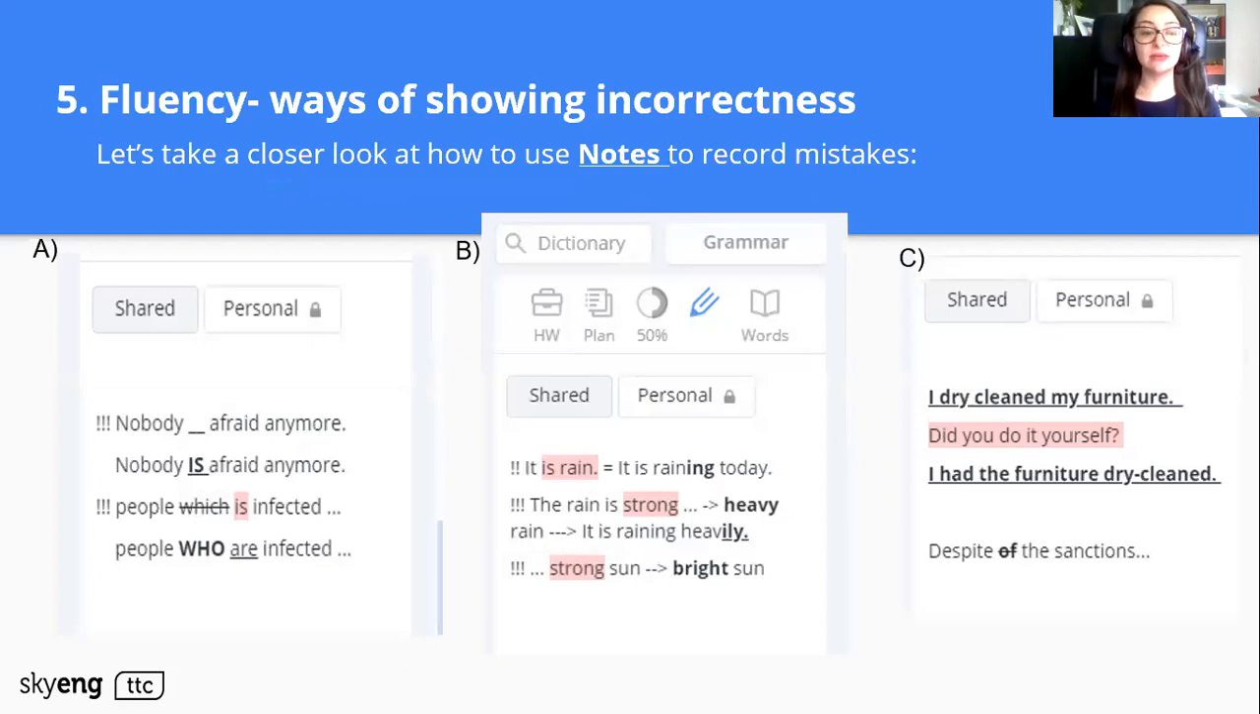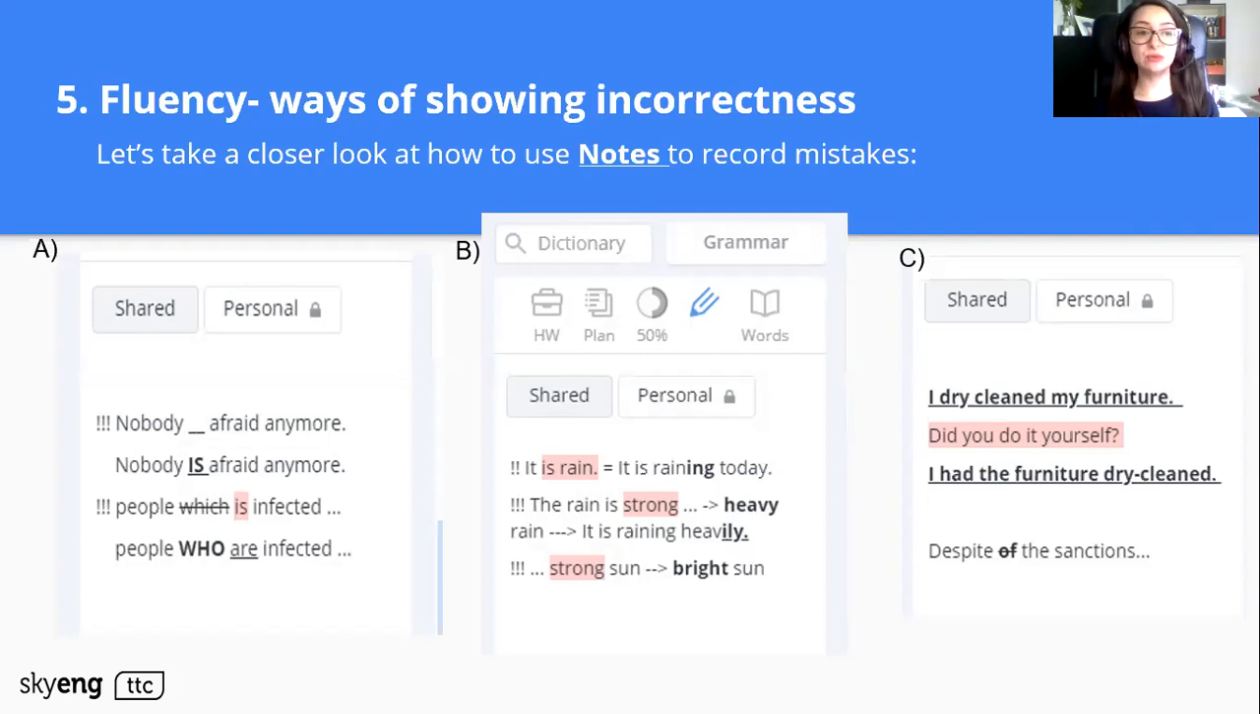What I like to do is put a gap where the mistake is, if something is missing, like the sentence, "nobody afraid anymore." The student would immediately get that he or she has missed the verb to be. Another thing is to cross out the wrong word and expect that the student would think of the right word, like "people," which students immediately get that, yeah, people, I should put "who."